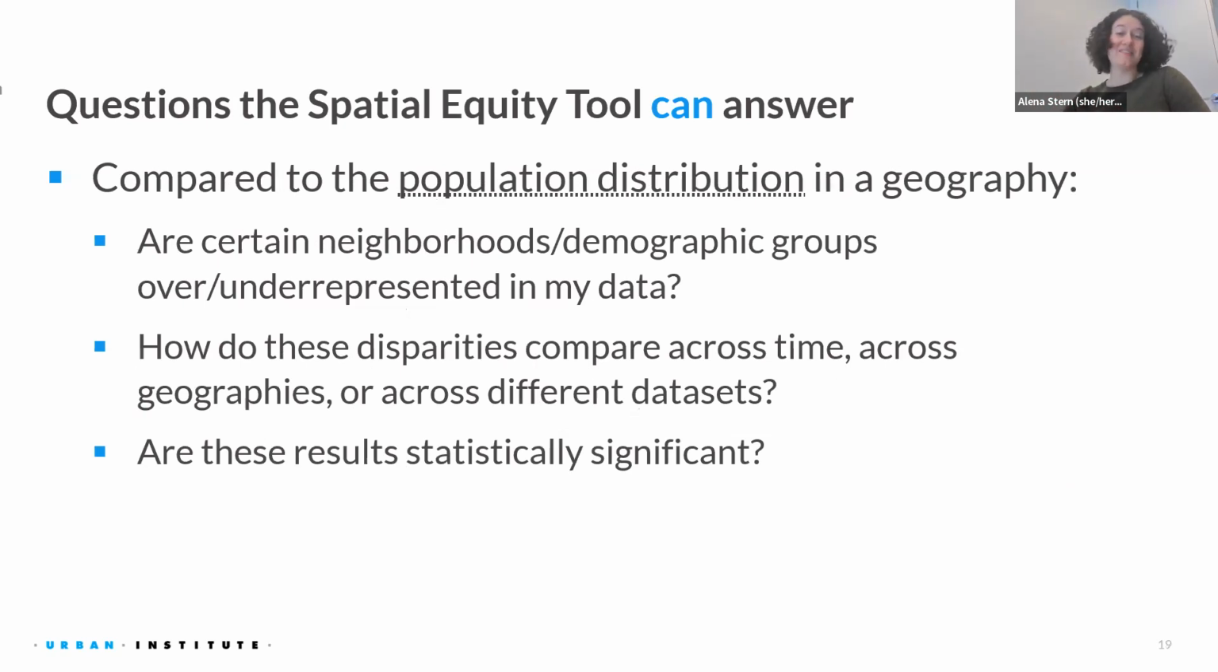So, to summarize what the spatial equity data tool can do, compared to a population distribution in a geography, it can tell you if certain neighborhoods and demographic groups are over or underrepresented in your data, how those disparities compare across time, geographies, or across different data sets or program areas. And it can tell you whether those results are statistically significant. So Gabe called out that gray area on the map, and that was an area where we didn't have a statistically significant difference. So we bring in that testing to say, for a disparity of a given size, do we think it's a statistically significant disparity?